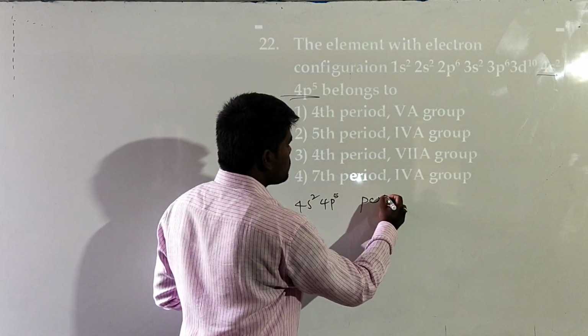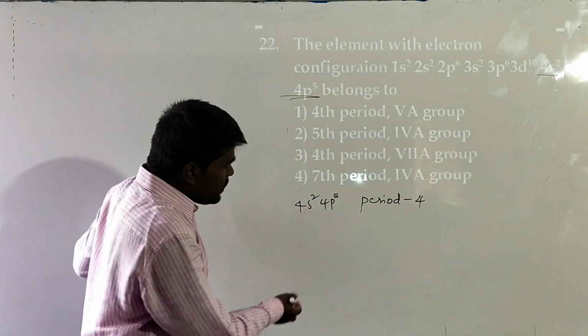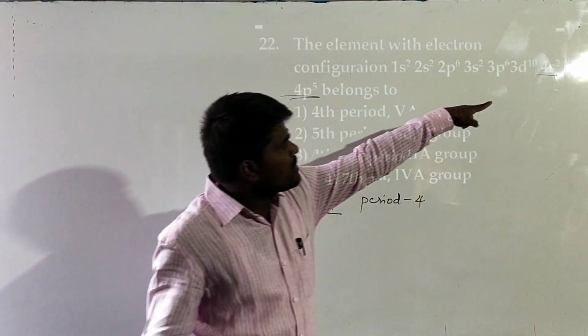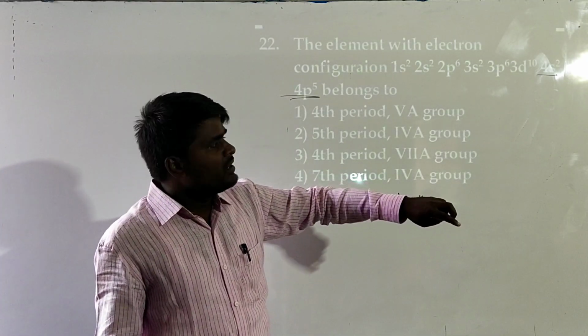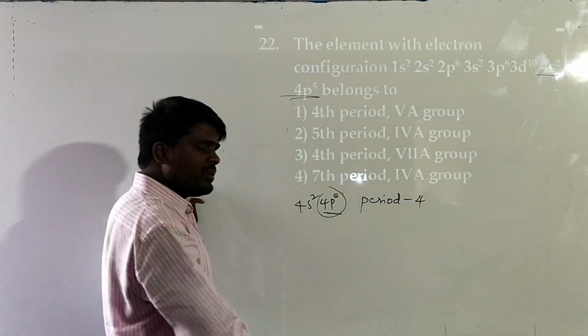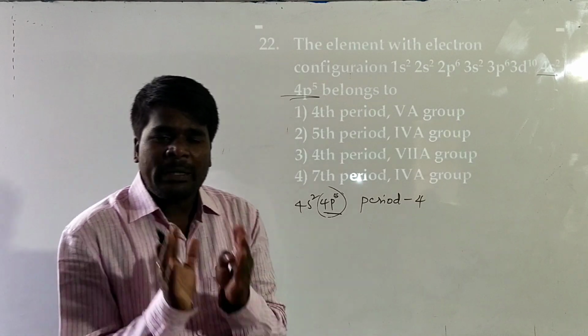Period number is 4. And when it comes to the group, here your differentiating electron is present in the p orbital, because if you see, d is also completely filled, third shell is completely filled: 3s2 3p6 3d10 and 4s2 4p5. Your differentiating electron is in the p orbital.